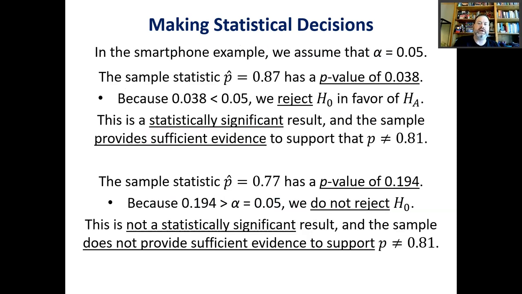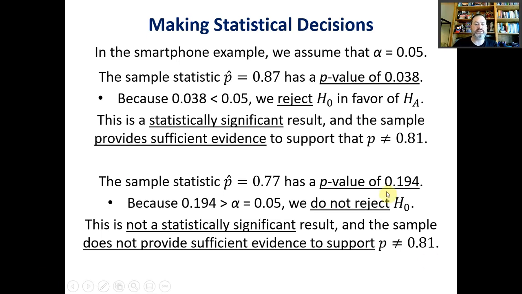So in the smartphone example, we were not told what alpha was, so we just set it at 5%. The sample statistic, p hat equals 0.87, has a p-value of 0.038. Because 0.038 is less than alpha, we reject the null hypothesis in favor of the alternative. This is a statistically significant result, and the sample provides sufficient evidence to support the claim that the population proportion is indeed not 81%.